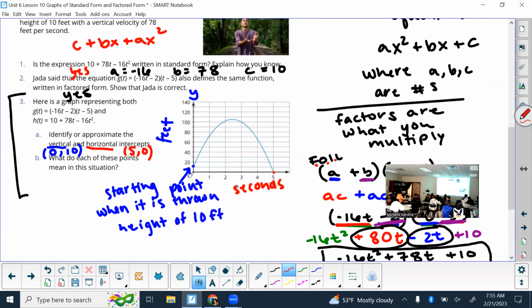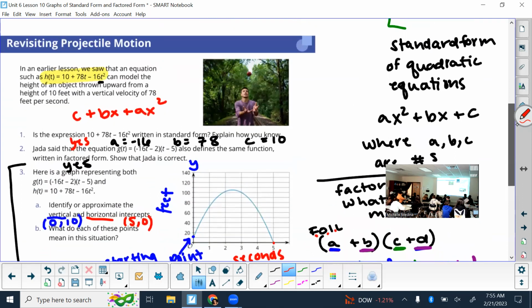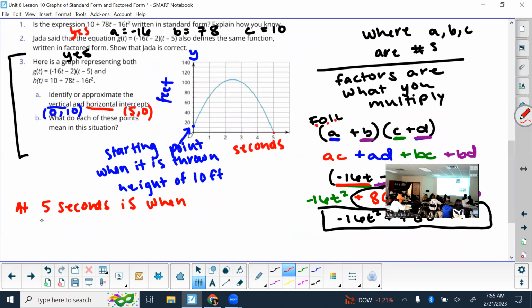So then what does it mean for the x-intercept, table 6? Okay, good. If you didn't hear that, for the x-intercept, at 5 seconds is when, and I think it's a ball that we're talking about. Let's see. It just says an object. At 5 seconds is when the object hits the ground. That makes sense? Questions, comments, concerns? Because if it's 0 feet off the ground, that must be the ground. All right, makes sense. Everyone good?